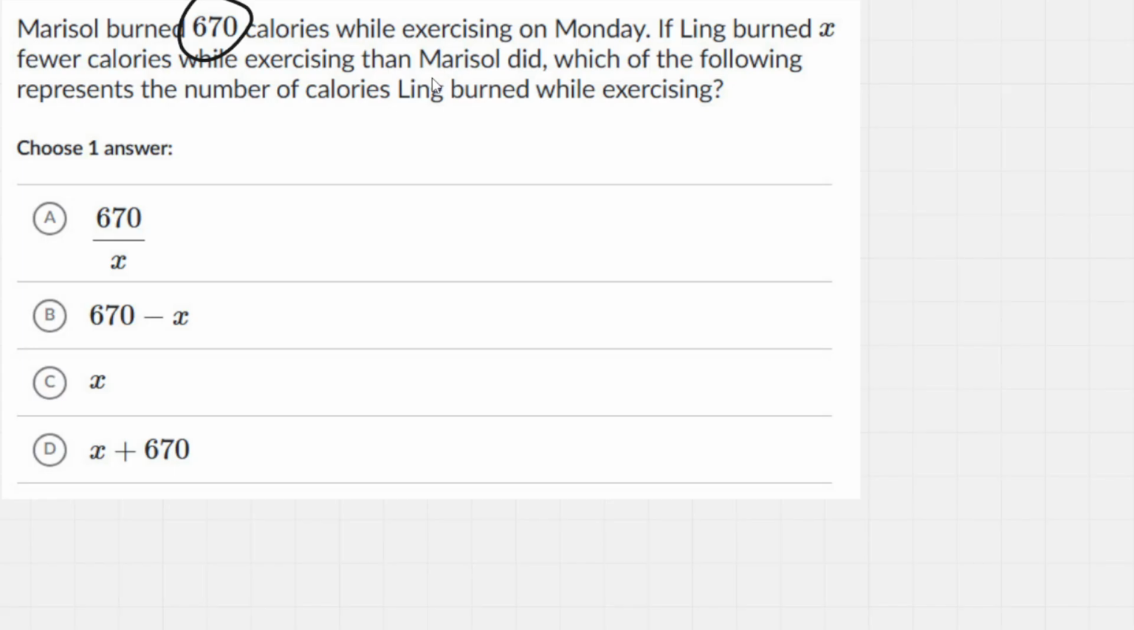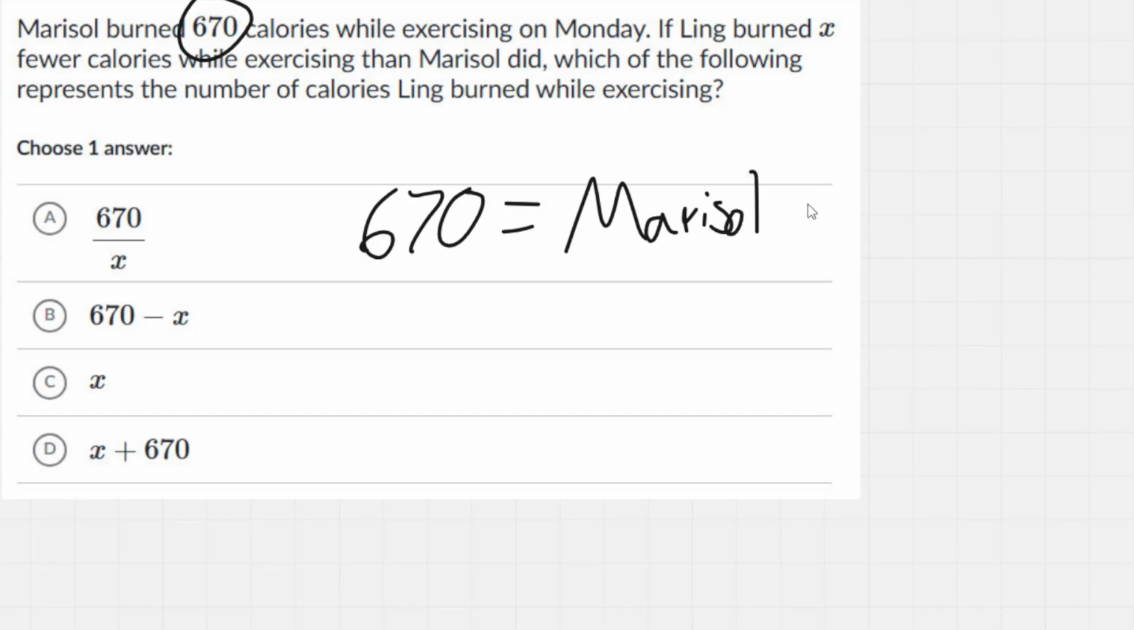Marisol burned 670 calories while exercising on Monday. So 670 is referring to the calories Marisol burned. Usually what I recommend, if you're struggling with these topics, is trying to summarize it as short as possible. Try to use as few words as possible. I know I've been writing a little bit more for my other ones, but here I would recommend you always try to write as little as possible about that number, so that when you refer to that number, it makes it easier for you to understand what this number is referring to.